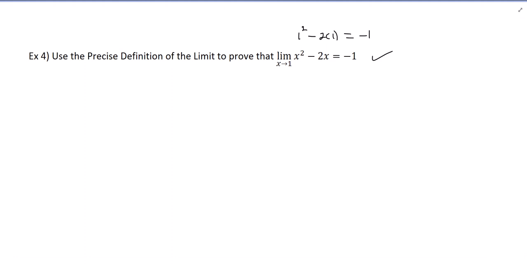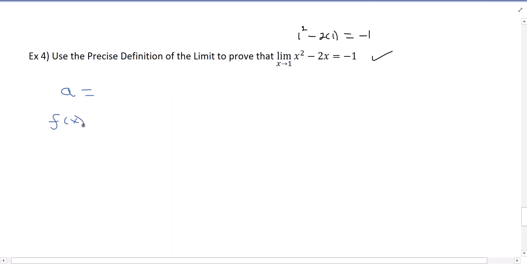Based on the previous video, now I know that there are 3 things I should find. I need to figure out what my a is, what our f of x is, and what our L is. So a, the limit as x goes to 1, and the definition, this is the limit as x goes to a, so a must be 1. Our function is what we are taking the limit of, so that's our f of x, x squared minus 2x, and then the limit L is -1.